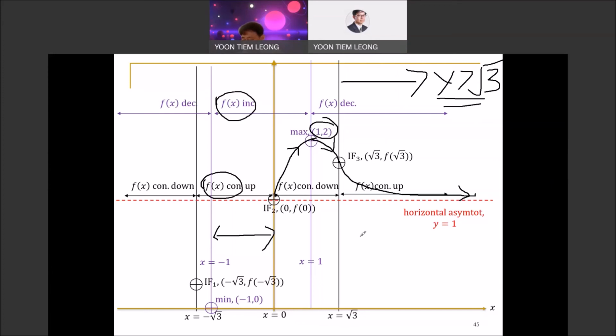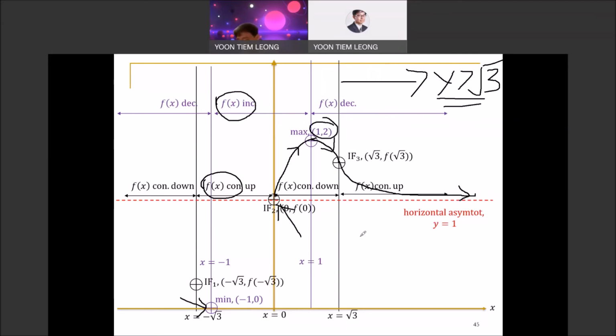So this is a region to be joined by the minimum point at -1 and the inflection point IF2. Now we are going to draw a line joining the minimum at -1 to IF2 for a function which is increasing but has an upwards concavity. So how do you do that? The graph that would appear is one that is increasing but has an upwards concavity.